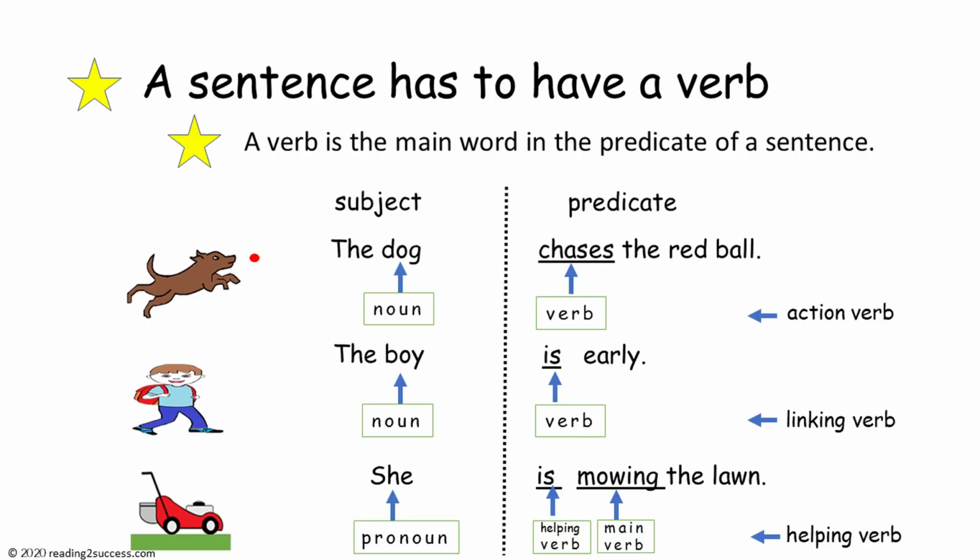The first one, chases the red ball. The action verb is chases. The second one is early. The linking verb is the word is. And the third one is mowing the lawn, with the helping verb is.